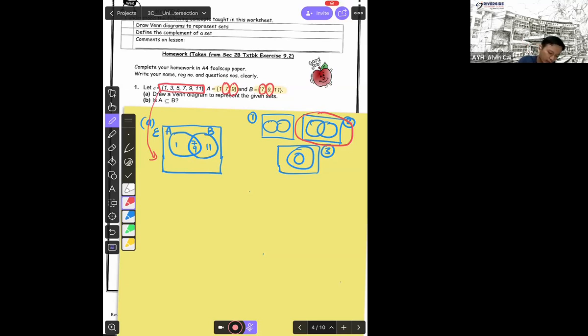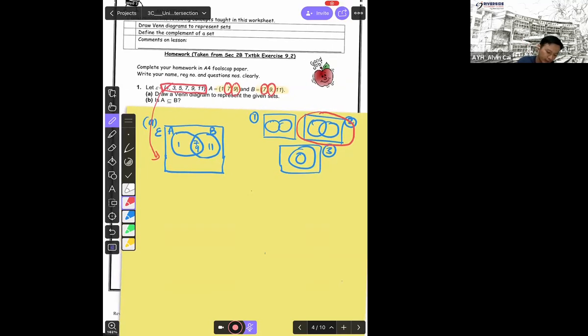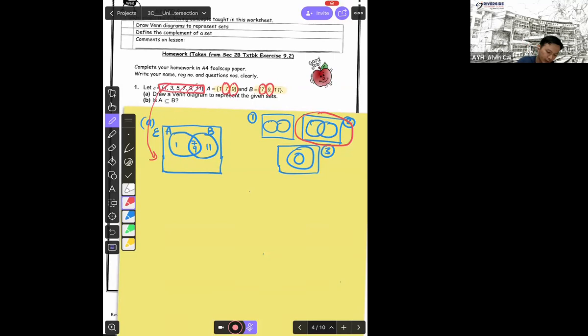So let's take a look. We have 1 already put in. We have 7 already put in. We have 9 already put in. We have 11 already put in. So technically, we still have another 2 numbers. So it's 3 and 5.